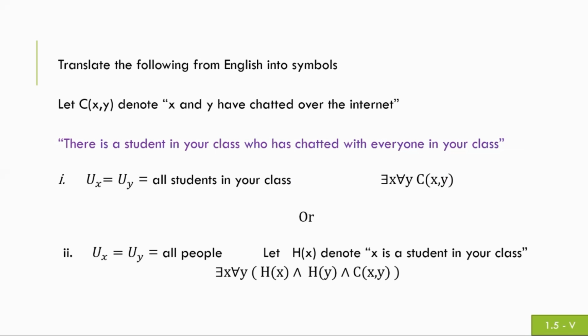We can do the same trick if we want to introduce a new propositional function. X is a student in your class, only now it hits all those same three things. But X is in the class, Y is in the class, and they have chatted. Only our quantifiers are there exists a student for all the students.